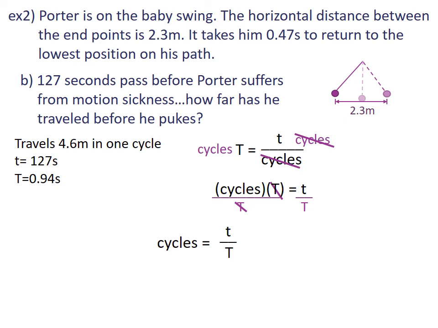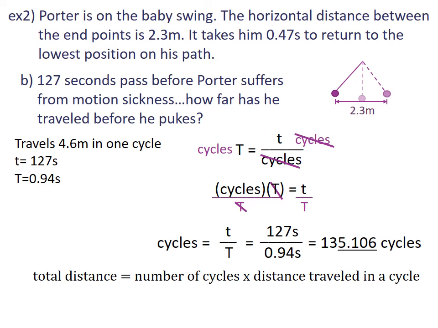Now I can substitute my numbers in. 127 seconds divided by 0.94 seconds tells me that he had completed 135.106 cycles before he puked. To determine the total distance he covered, I'm going to multiply the number of cycles by the distance traveled in a single cycle. We determined in a single cycle he travels 4.6 meters. So in two cycles he traveled 9.2 meters.